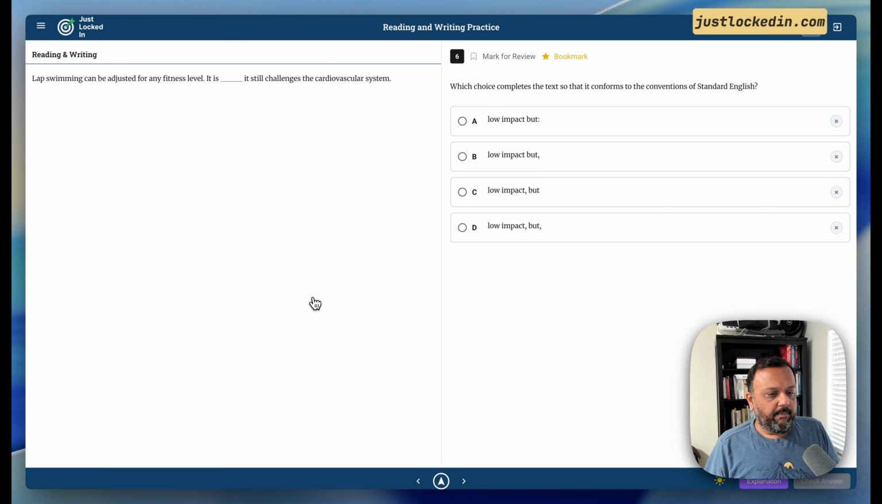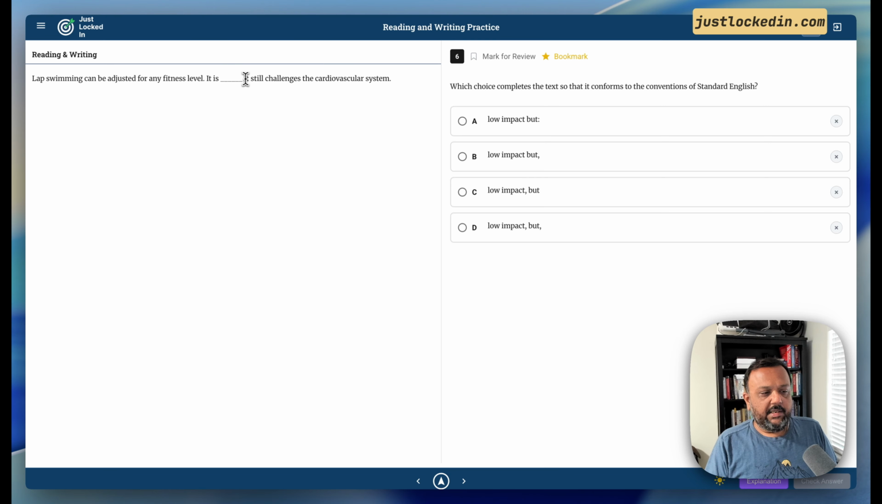So the next question. Again, if you look at these answer options, it's quite obvious that this is going to be a question about joining independent clauses. Lap swimming can be adjusted for any fitness level. Okay, so this is a context sentence. It is low impact. It still challenges the cardiovascular system.